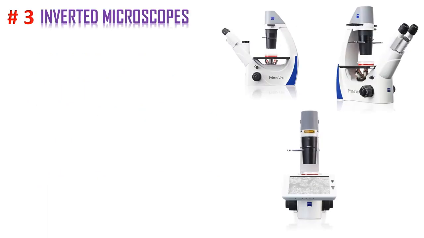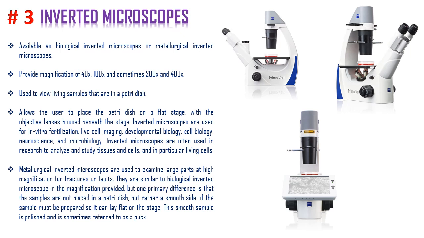Number 3 is inverted microscopes. Inverted microscopes are available as biological inverted microscopes or metallurgical inverted microscopes, which provide magnification of 40x, 100x and sometimes 200x and 400x. Used to view living samples that are in a petri dish. Allows the users to place the petri dish on a flat stage with the objective lenses housed beneath the stage.